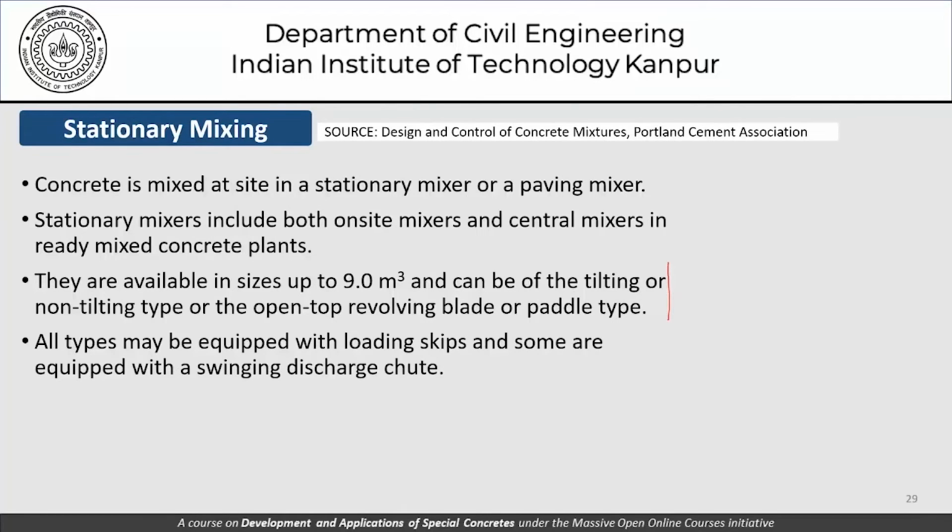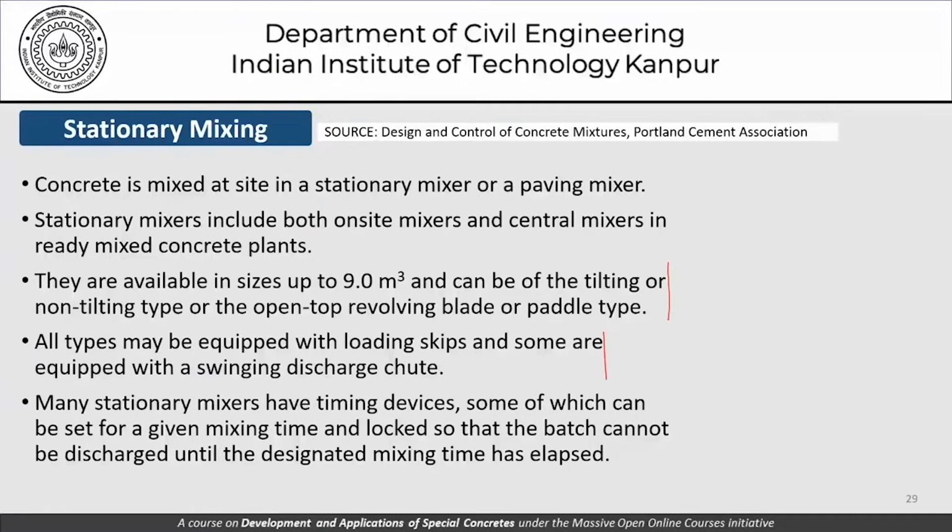So these are the kind of additions that we have in stationary mixing plants. Many stationary mixers have timing devices, some of which can be set for a given mixing time and locked so that the batch cannot be discharged until the designated mixing time has elapsed. Several codes in fact tell us that the minimum mixing time for a particular concrete should be 2 minutes or 3 minutes or whatever it is, and that is where the timing devices help, because they prevent the operator from being tempted to reduce the mixing time and try to improve or increase the productivity in the short term.